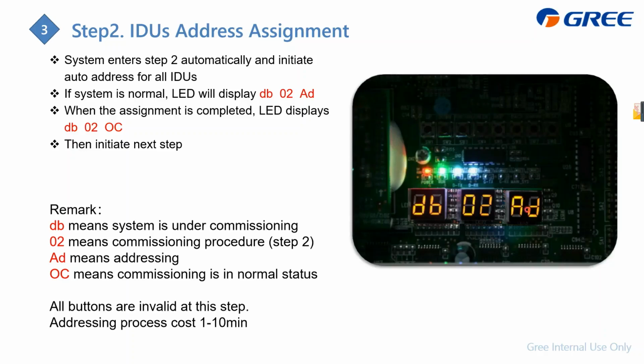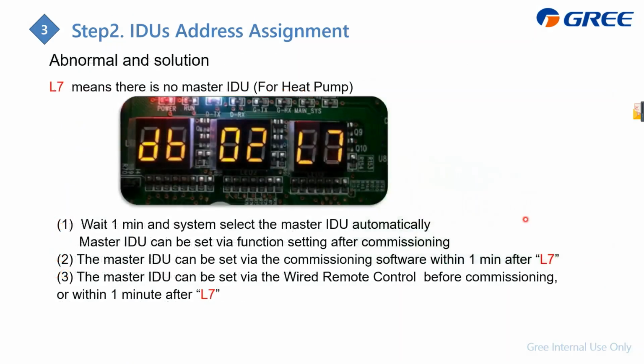If AD is displayed, it means it is now assigning the address for every indoor unit, and it may take 1 to 10 minutes. After the assignment, it will display OC. OC means okay, it has already assigned the address for every indoor unit. But we have an error code, error 7. If after step 2 it displays error 7, error 7 means no master indoor unit, and we should set the master indoor unit.